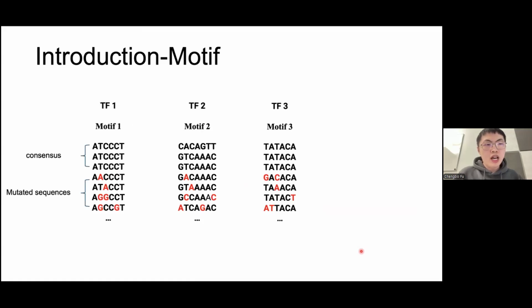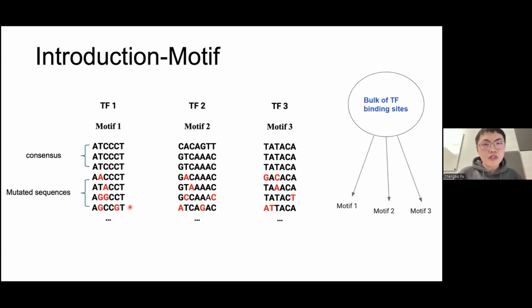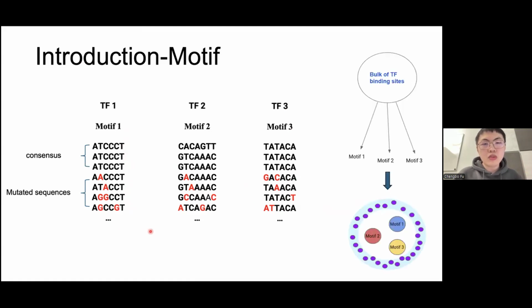Now we know under the kmer form, within the motif, there are many consensus kmers, and based on the consensus, you may allow small mutations to happen, and they are very close to the consensus, but not the same. If we have a bulk of transcription factor binding sites, our task is to try to separate them into different clusters, into different motifs. This is the first step. And furthermore, we also hope to have a better visualization of these motifs.